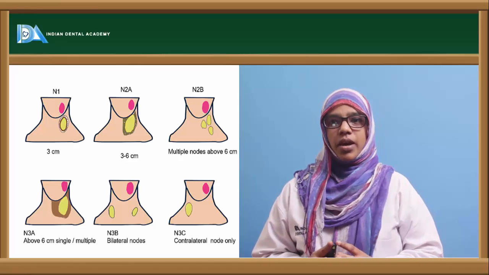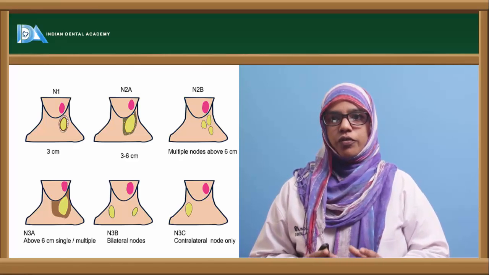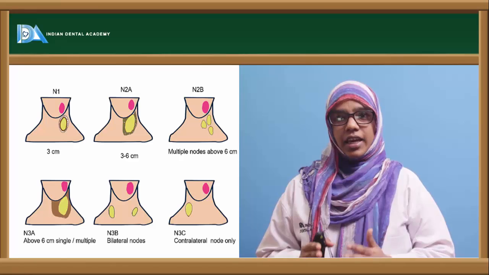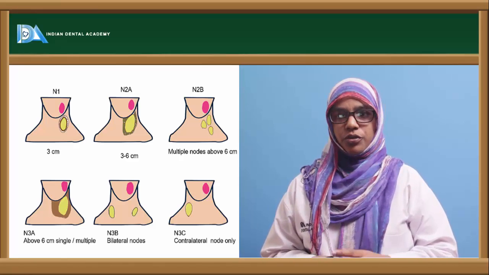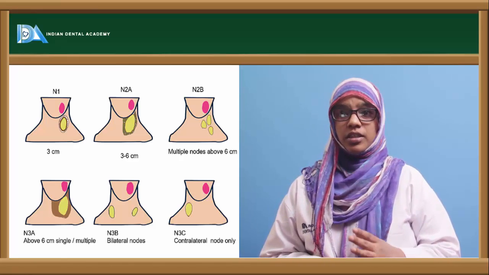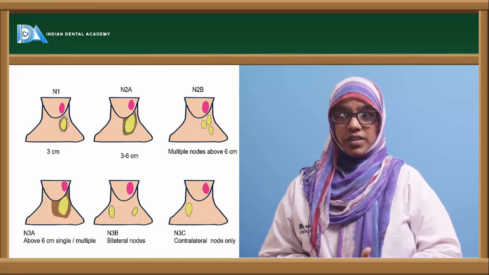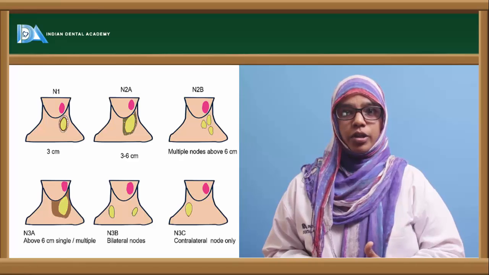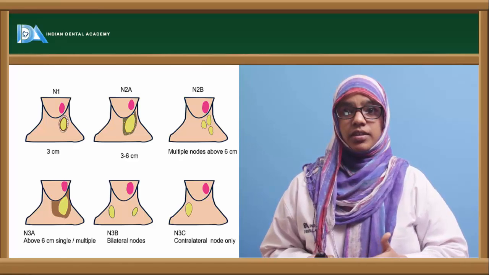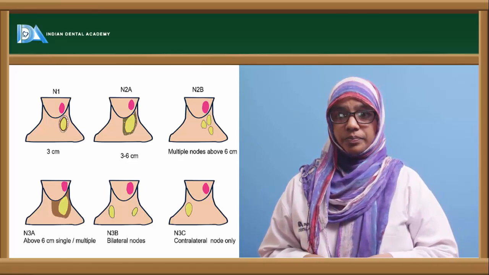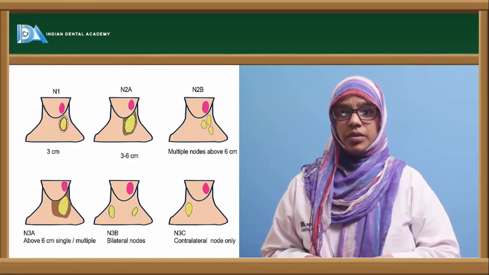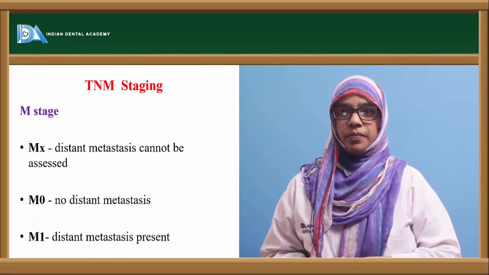Now this is a diagrammatic representation of the node metastasis, that is the N staging of the neck lymph node. You could appreciate N1 that is less than 3 centimeters, N2 3 to 6 centimeters, N2A ipsilateral, N2B multiple nodes not more than 6 centimeters, N3 more than 6 centimeters.